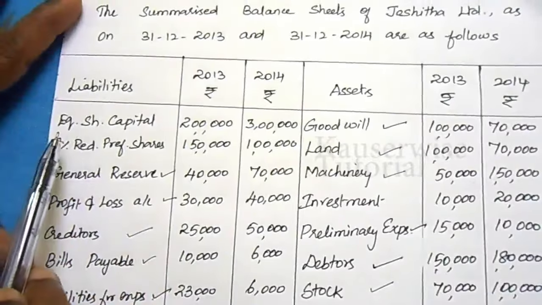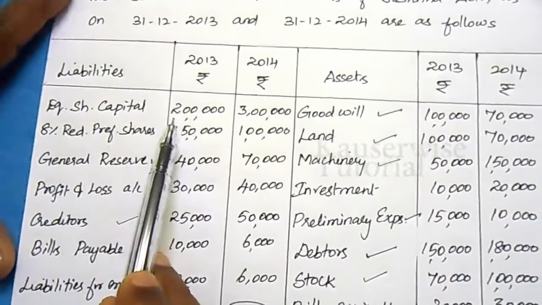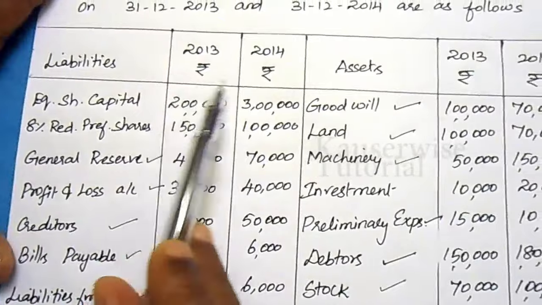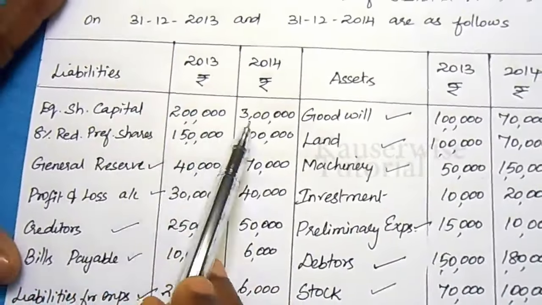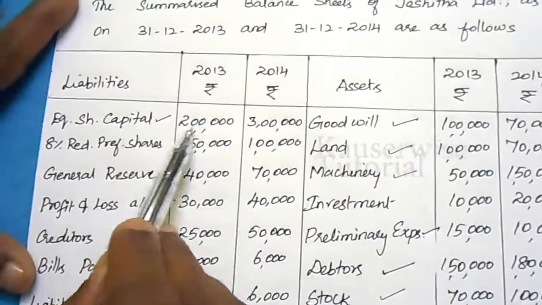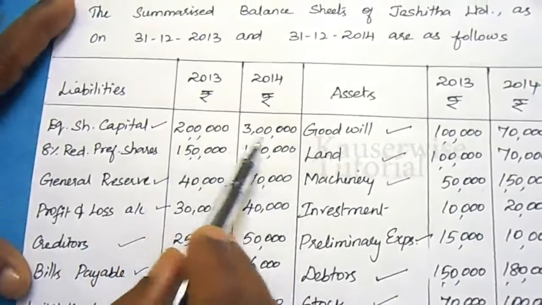Look at the liability side. Equity share capital. Last year 2 lakhs, current year 3 lakhs. 1 lakh increased, which means issue of shares in order to raise the share capital. It is also a source of cash, that is inflow of cash.